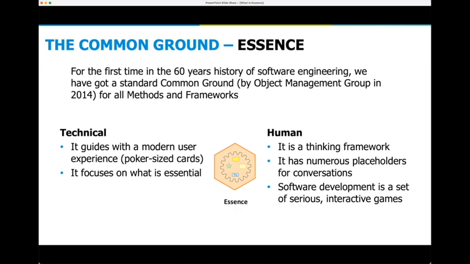So the technical part is that there are cards in Essence, and it helps to bridge the gap between the theory and the implementation of the method. So it has cards that help guide users and organizations in understanding the practices within the methods and adopting the methods and communicating the methods. And it helps focus on what is essential within those methods.